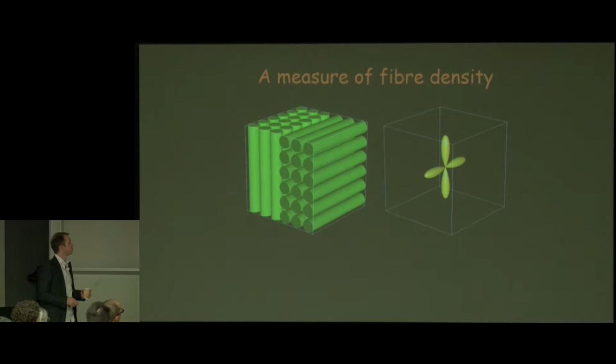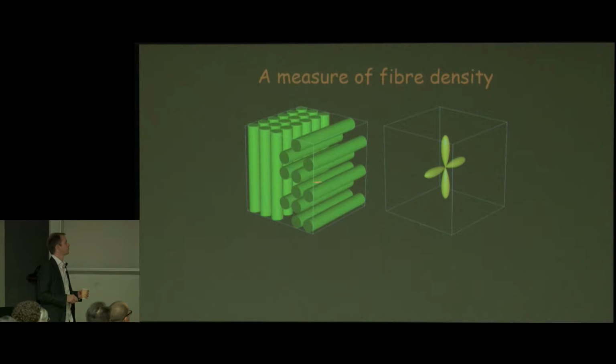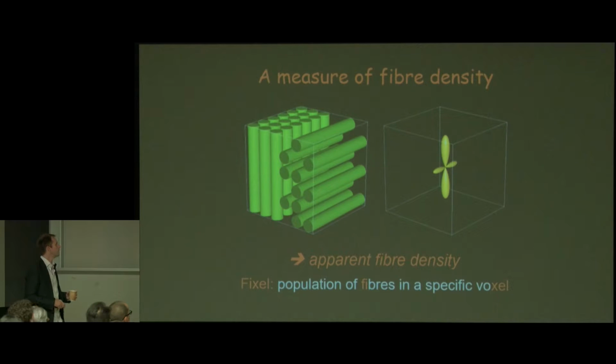So the measure of fiber density we use is derived from the fiber orientation distribution. So if we look at this fiber, this peak in this fiber orientation distribution, well, that corresponds to signal that comes from these axons. If we get selective degeneration of that set of axons, then we'd expect to see a corresponding loss in that fiber population. So that's why we've labeled it apparent fiber density.